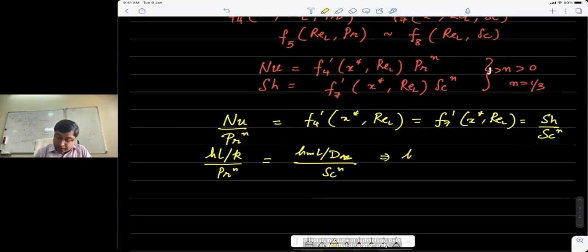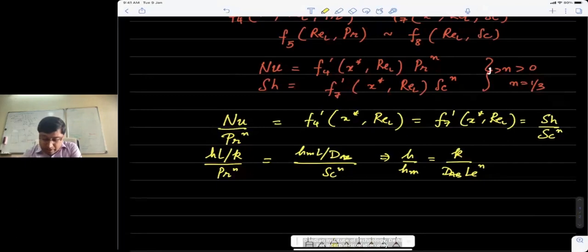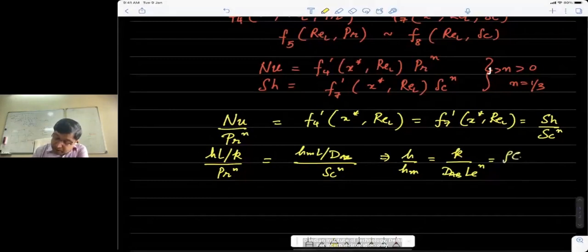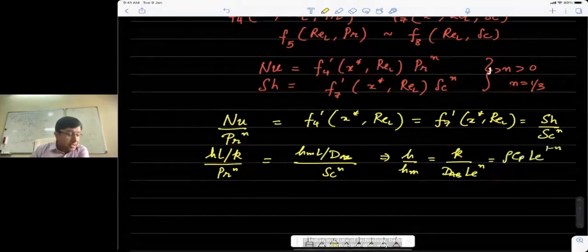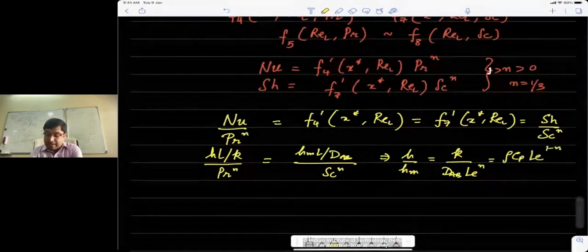And so I can write the ratio of h by h_m as k by D_AB into Lewis to the power n. I defined the Lewis number in the last class, which was the ratio of the Prandtl to the Schmidt number, or Schmidt to the Prandtl number. So the Lewis number comes in there, and you can work this out for yourself, multiplying the denominator and numerator by rho Cp. If you do that, you can prove that this comes out to be rho Cp Lewis to the power 1 minus n, where n is 1 by 3, as I said. n is that exponent on the Prandtl and Schmidt number.